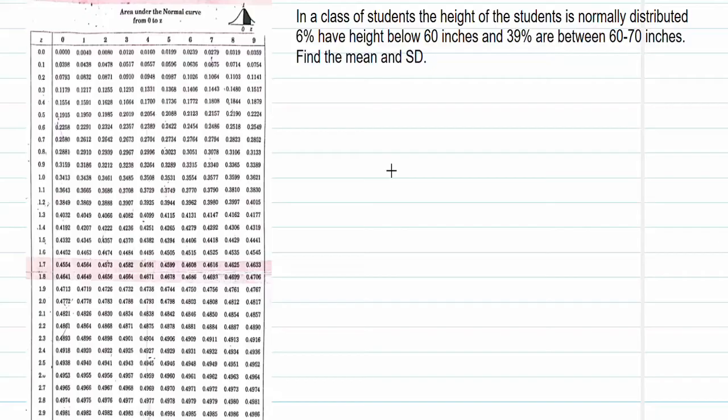The problem goes like this. In a class of students, the height of the students is normally distributed, and we have 6% of them with height below 60 inches and 39% of them with height between 60 and 70 inches. We have been asked to find the mean of the data and the standard deviation of the data.